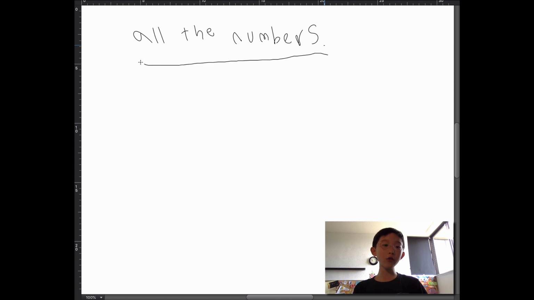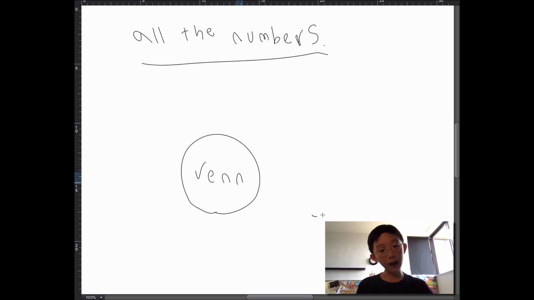Today I'm going to be showing you how to group all the numbers. I'm going to conclude all the numbers using an Euler diagram. Most people call this a Venn diagram, but I'm using an Euler diagram.